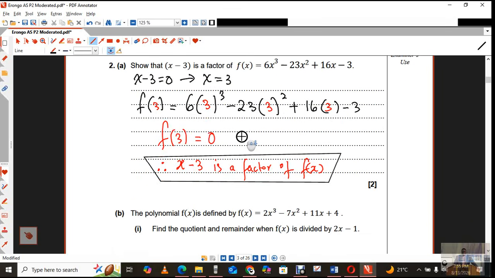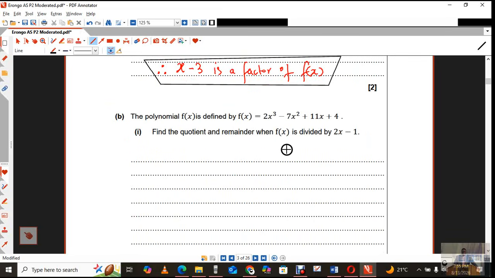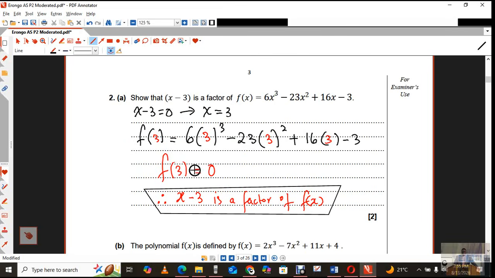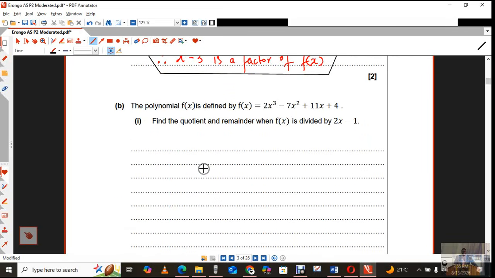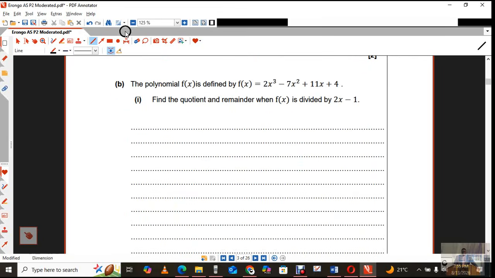Okay. Now there's a second part, B Roman 1. You are now given a different polynomial altogether, so it has nothing to do with that. It's just essentially the same sort of topic. So they are saying this polynomial is defined by f of x is equal to 2x cubed minus 7x squared plus 11x plus 4. They say we are supposed to find the quotient and the remainder when f of x is divided by 2x minus 1. So of course, there are many ways that you can do this.